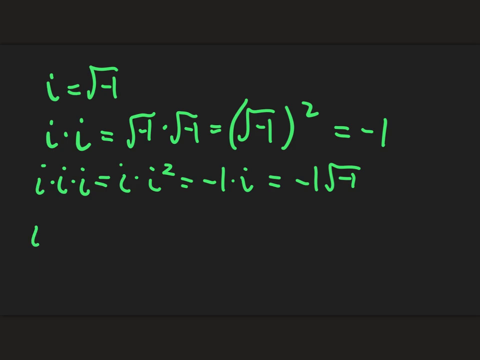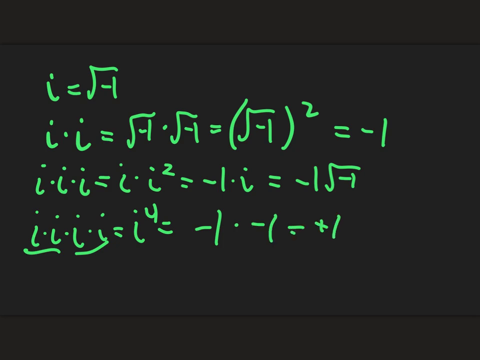And then I to the 4th is I times I times I times I, which equals 1, because I times I is I squared. The second I times I is I squared times -1, which is +1. And I forgot to say that any number except 0 to the 0 power is +1. So I to the 0 and I to the 4th have the same number. Okay, now what happens when we get higher than I to the 4th?